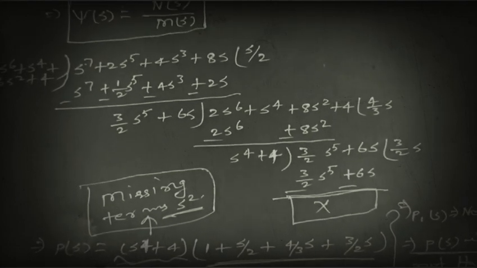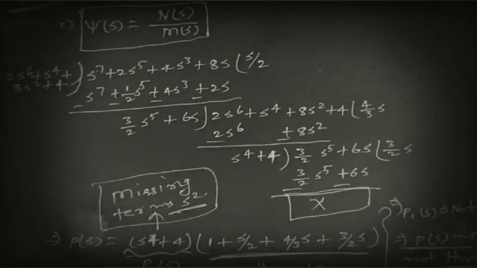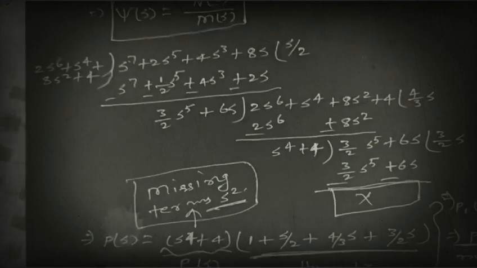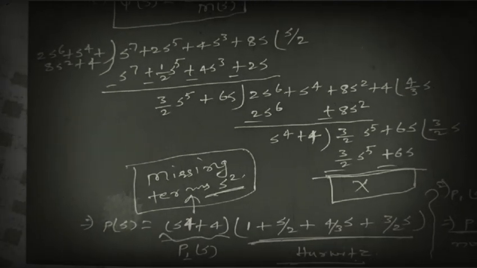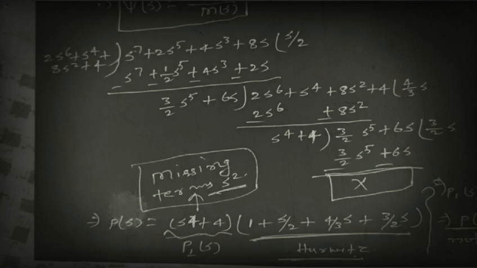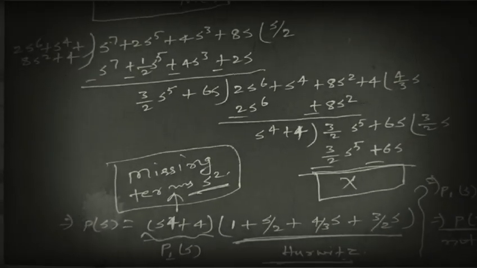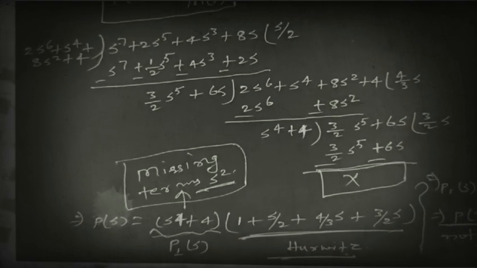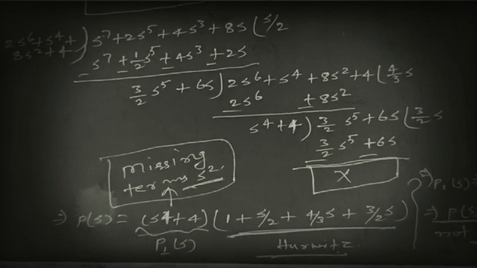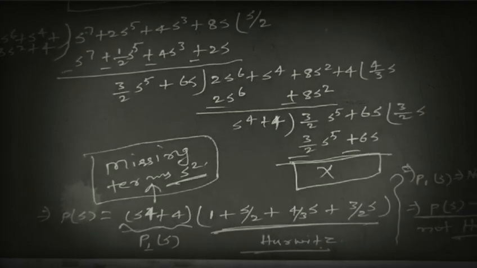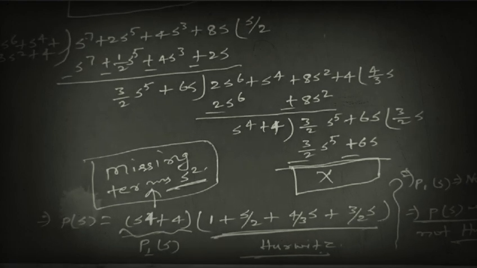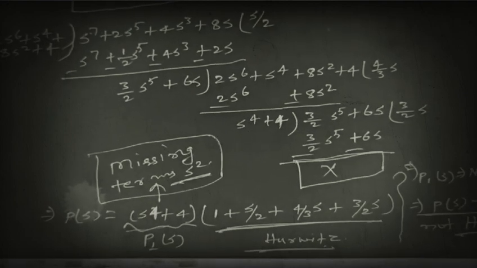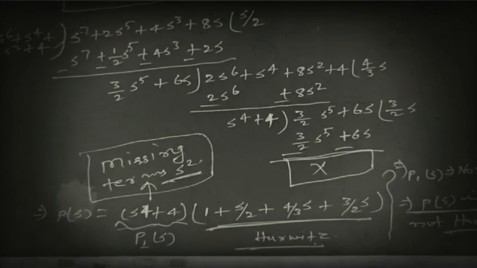That means the division has been stopped. So here what will you do? Now it means that s^4 + 4 is one factor of the polynomial P(s). So we can write P(s) = (s^4 + 4)(1 + s/2 + (4/3)s + (3/2)s). We see that 1 + s/2 + (4/3)s + (3/2)s is a Hurwitz polynomial. So next we have to look for s^4 + 4.